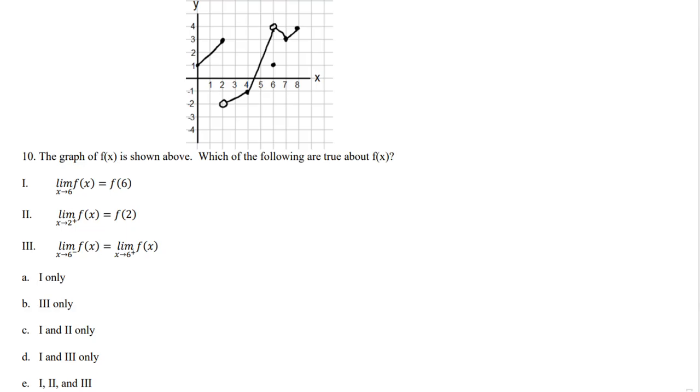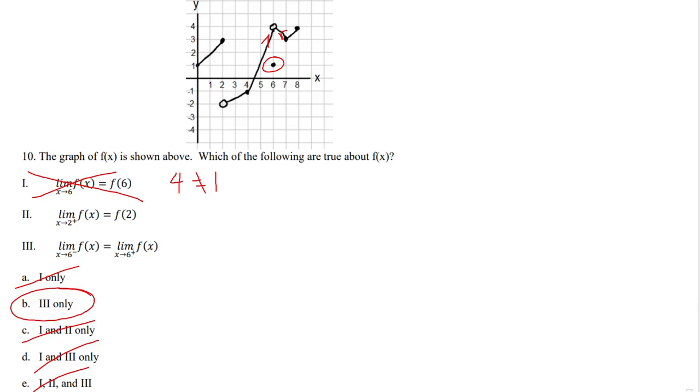All right, for number 10, we're again looking at another graph and doing some limits graphically. So we have the limit as x approaches 6 of f of x equals f of 6. It says which of the following are true. So is that true? Well, the limit as x approaches 6 appears to be 4, right? Those values are going towards 4, but f of 6 is 1. Now 4 does not equal 1, so 1 is not true. So we can eliminate anything that has a 1 in it, which leaves us with choice B as our only possible answer. But let's go through 2 and 3 here to just see why they're true.